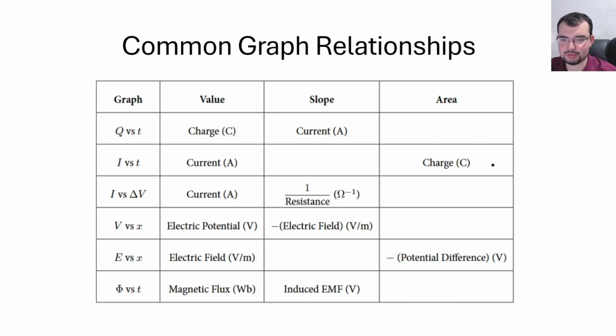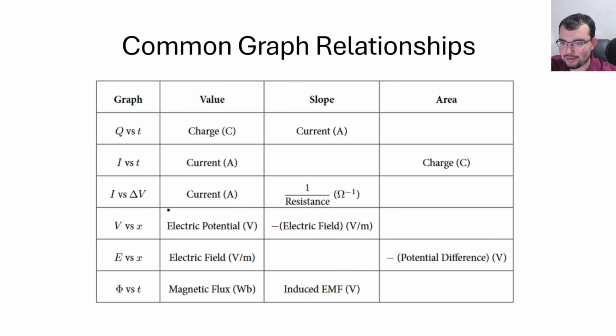Some graph relationships are useful in both courses. You could plot charge as a function of time, where the slope gets you current. You could graph current as a function of time, whose area gives you the charge. Now, this is a strange one. We graph I versus delta V because that's how Ohm's law appears on your formula sheet. So the slope is actually 1 over resistance, not resistance itself. There are reasons behind that, because usually in a lab you can change delta V. You don't get to pick I to be whatever you want. So that's why we have that.